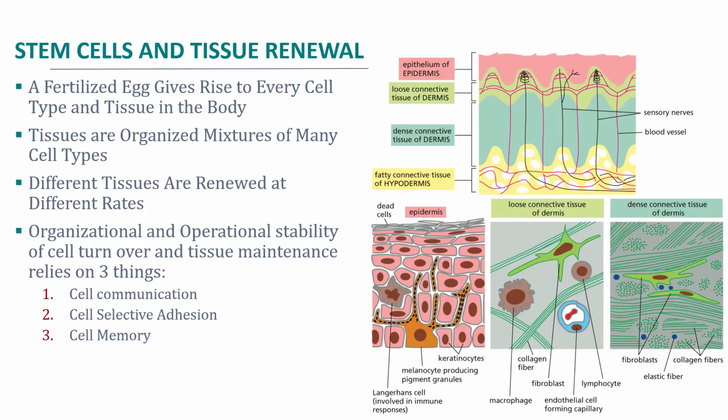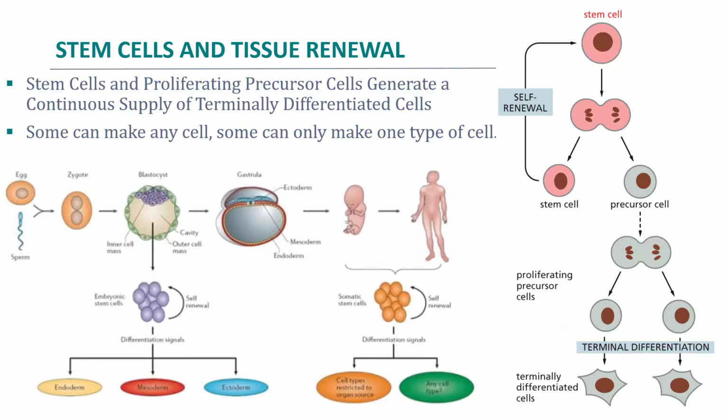And finally, the overall memory of the cell, the genetic makeup of I am a skin cell, therefore I will always make more skin cells. That's a memory that had to be installed into that cell type as we were going through two becoming four, four becoming eight, right? So how does this happen? Well, again, it starts with our stem cells.